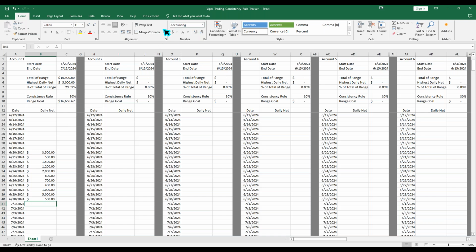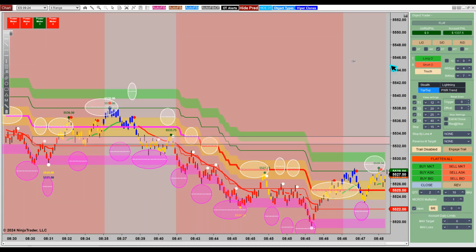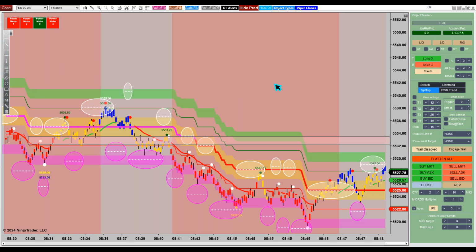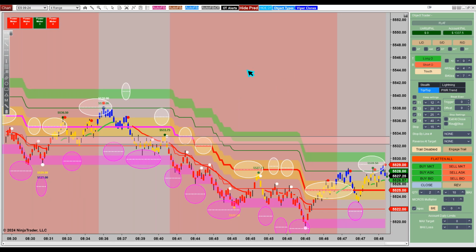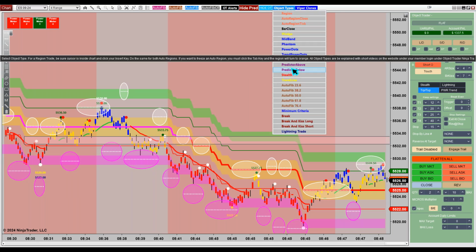I'm giving you a spreadsheet that will keep you consistent. I'm giving you rules. Just go to Apex's help menu and type in PA consistency. You can read the same rules I just read. But in Object Trader, we've given you the ability to click a little button here, and this will keep you from breaking the rules that would cost you that account. Object Trader is probably one of the finest tools out there because it has the ability to do every kind of trade you can imagine.